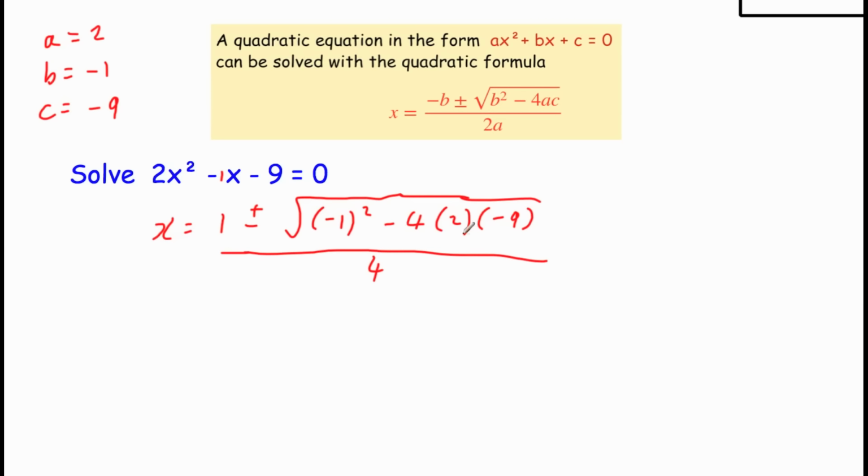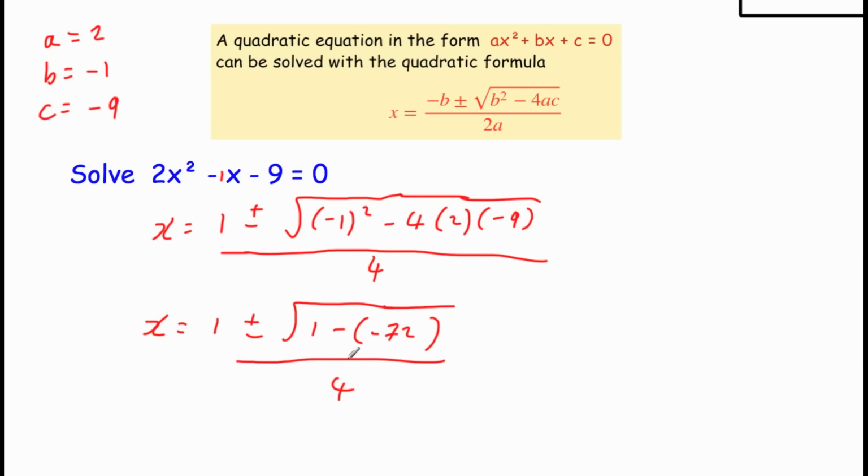So now let's simplify what's under the square root sign. We've got minus 1 squared. Well, negative 1 times negative 1 is 1, so it's going to be 1. And then we've got subtract, and whenever I work out this 4ac part, I always put my answer in a bracket. So we've got 4 times 2 times minus 9. Now 4 times 2 is equal to 8, times minus 9 is minus 72. We've already got our minus sign outside here. So that goes there. And then all divided by 4.